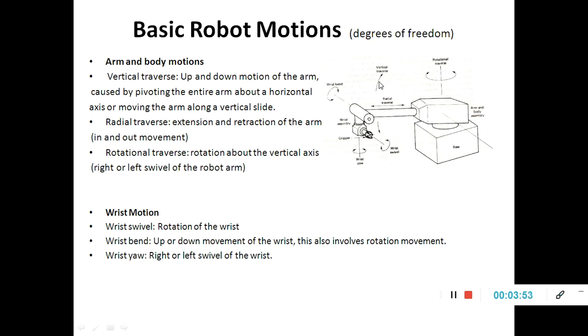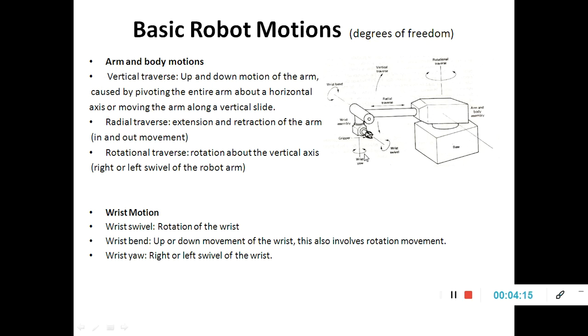One is the vertical traverse, the up and down motion of the ram; the horizontal movement, that is the radial traverse, the horizontal movement of the telescopic arm; and this rotational traverse. This arm and body assembly can be rotated in a 360-degree direction to perform the particular tasks. So this is the arm and body motion.